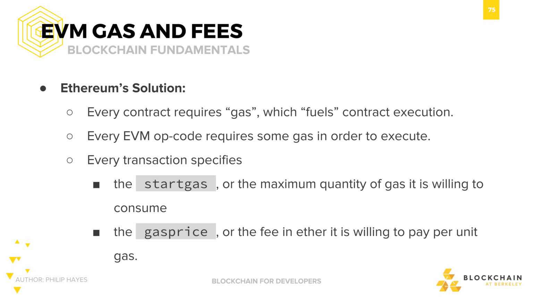So Ethereum's solution to this is that every contract requires a fuel known as gas, which is required to fuel the contract's execution. Every opcode that's run when you compile down your high-level smart contracts requires some gas in order to execute. And this is good, because the deterministic property of the EVM means it will know every operation you're working on, and by knowing that, you can calculate how much gas it's going to take to do your whole operation. So every transaction is going to specify the start gas, the maximum quantity of gas it's willing to consume, and the gas price, or the fee in Ether it is willing to pay per unit of gas.